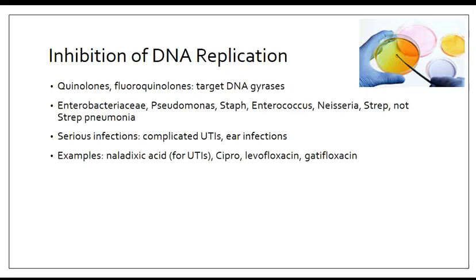Okay, the quinolones and fluoroquinolones inhibit DNA replication, and they target the DNA gyrases, which are enzymes. They're used for Enterobacteriaceae, Pseudomonas, Staph, Enterococcus, Neisseria, strep, but not Strep pneumo. Strep pneumo has become kind of resistant over the years. It's used for complicated UTIs and ear infections. Complicated UTIs are when patients have more than one organism.